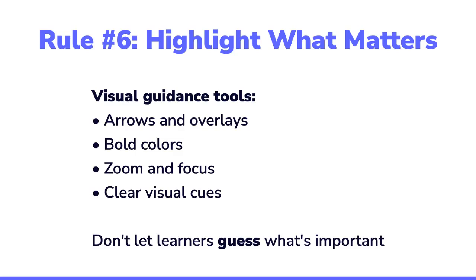Rule number 6, highlight what matters. Don't let learners guess what's important. Use visual cues like arrows, overlays, and bold colors to direct attention to critical elements. When showing a process, zoom in on the exact area of focus rather than showing everything at once. This guided attention improves learning outcomes significantly.